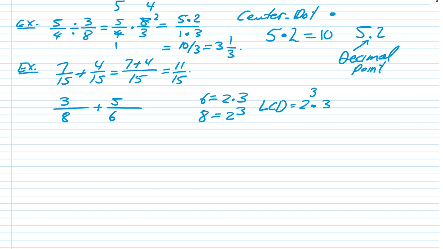This is going to be 2 cubed. 2 cubed, 8 times 3, 24. So 24, notice that's not the GCF. The GCF would have been 2. This is the least common multiple.